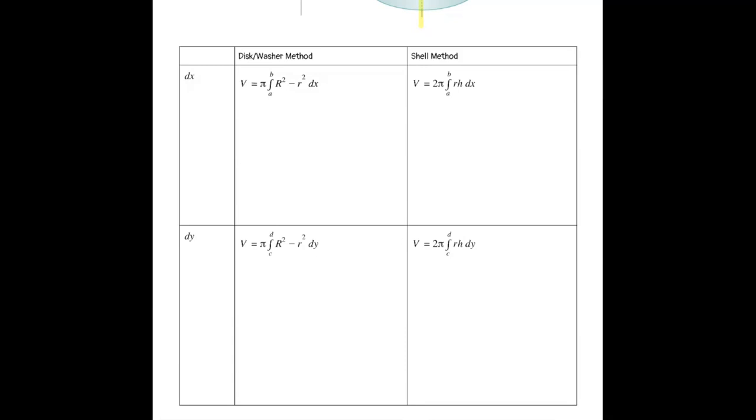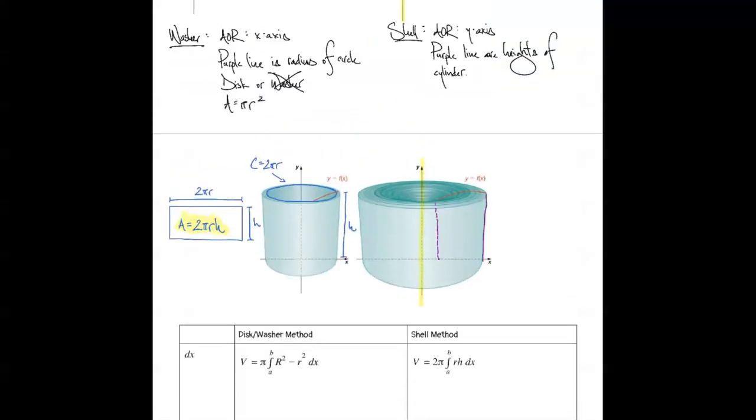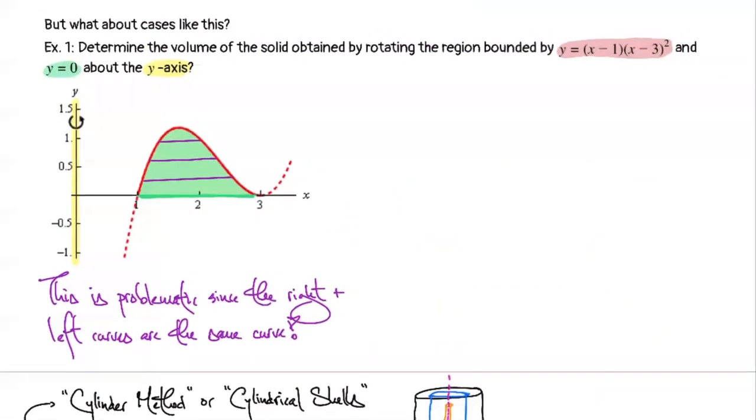But what I would really love to do is to actually set up and solve that very first question where we said we can't use washer method. And we can't use washer method because that right curve and the left curve were the same curve. Okay. So before we take our break, I would love to set up that question just so that we have something to see what the process is like, right? Listening to the story is one thing, but applying the story to an actual question is another thing.